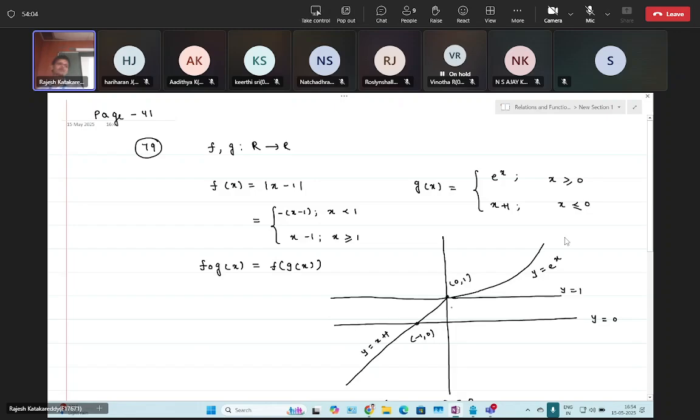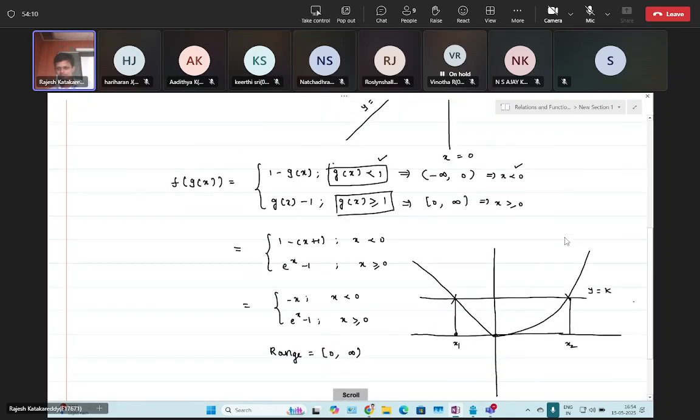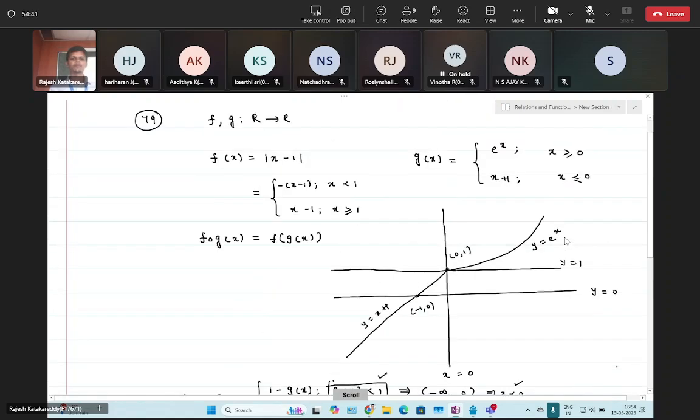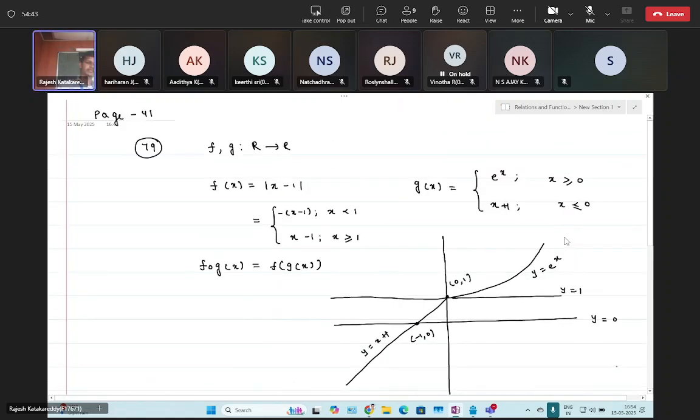We will do one more problem like this. How is it not onto? I can see it in the graph. For onto, for every real number there should be a pre-image. Now I am taking y equals -1. The line y equals -1 is not intersecting the graph, which implies that y equals -1 has no pre-image. If it does not have a pre-image, it cannot be onto. Clear? Some doubts?